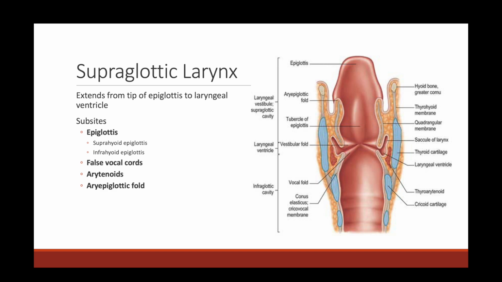So the supraglottic larynx extends from the tip of the epiglottis to the laryngeal ventricle. Now, the epiglottis can be divided into the suprahyoid versus the infrahyoid epiglottis. So we know that the hyoid bone is an important bone because that's where many of our tongue muscles have their insertion. Now, there's a suprahyoid epiglottis and an infrahyoid epiglottis, but whenever we're clinically describing where tumors originate from, it's often useful to think about which surface of the epiglottis.